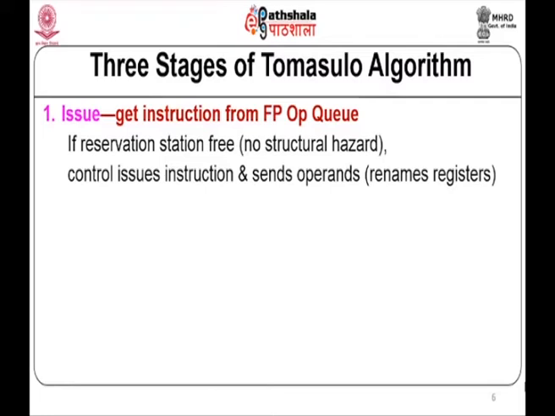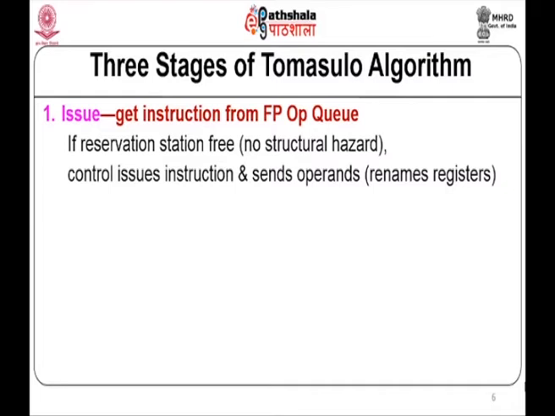So issue involves decoding of the operation and checking for structural hazards. The structural hazard that is being tested for is the availability of a reservation station. If there is no reservation station available, then that instruction cannot be issued. And remember that if a particular instruction has not been issued because of a structural hazard, we are strictly looking at an in-order issue. So, the subsequent instructions also cannot be issued. So, that is the first stage.